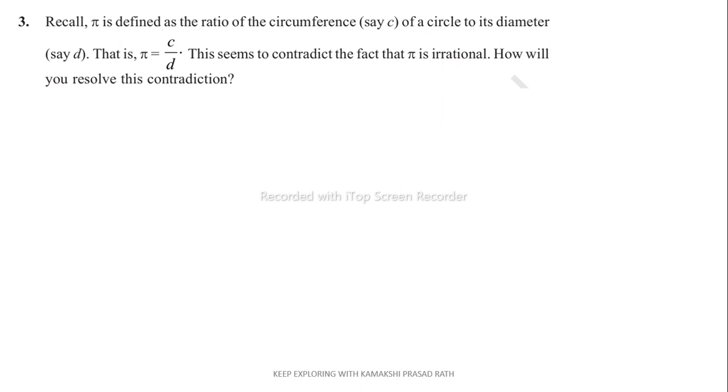The question says here, pi we are always writing as the circumference by diameter, that's the ratio of the circumference to its diameter. So it comes in the form of p by q, and we have learnt that when something is in the form of p by q, that is rational. But we know that pi is irrational. So how are we going to resolve this? So there is actually no contradiction.